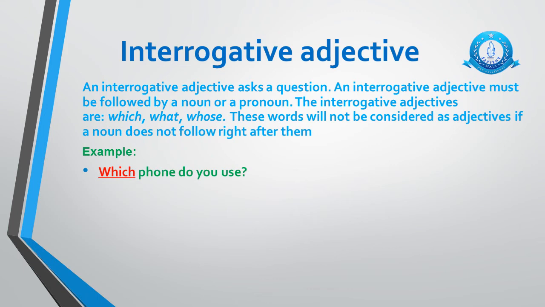Which phone do you use? What game do you want to play? Whose car is this? Now in all these examples, which, what and whose are used to ask something. They are used with nouns like phone, game and car, so that is why they qualify these nouns and are called adjectives. As they are asking a question, they are called interrogative adjectives.